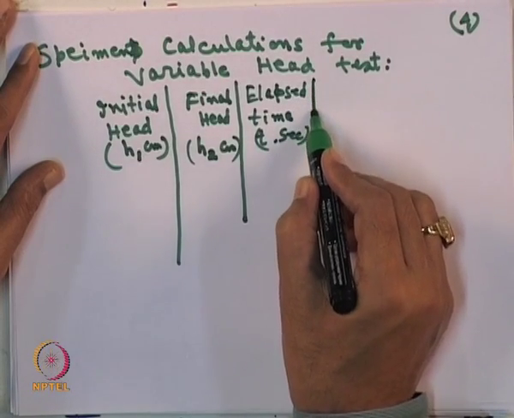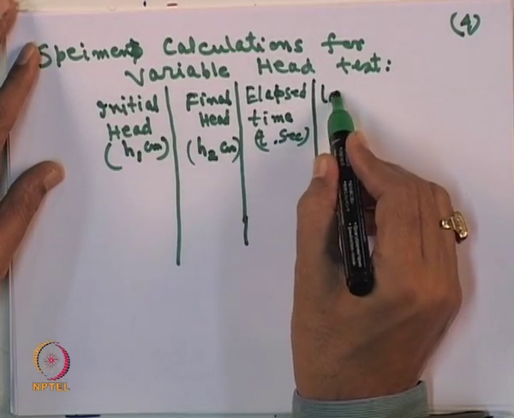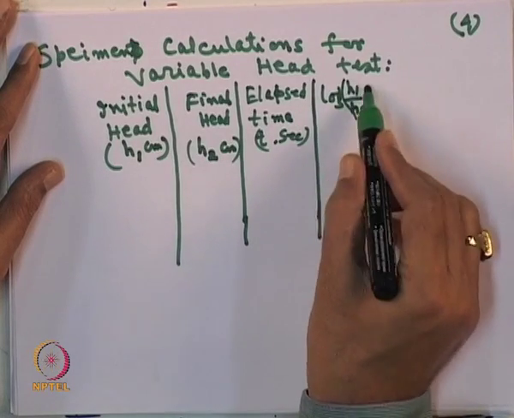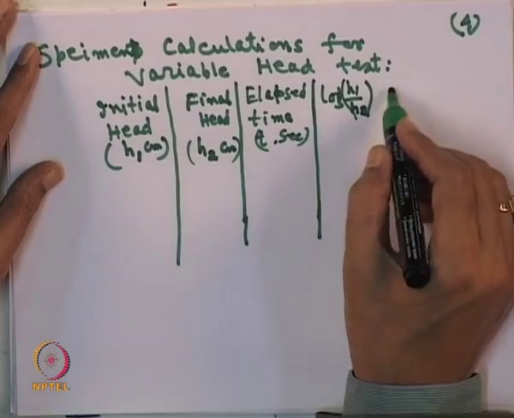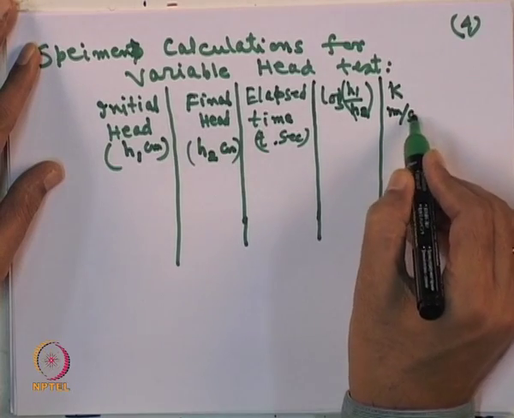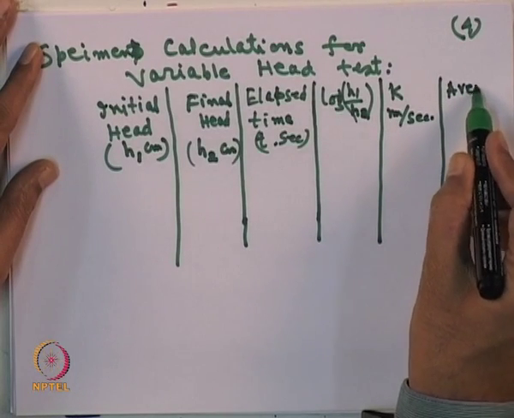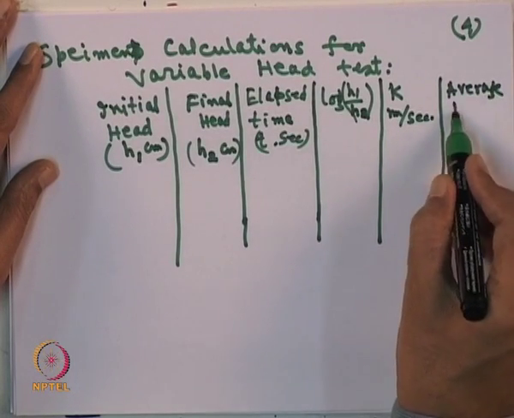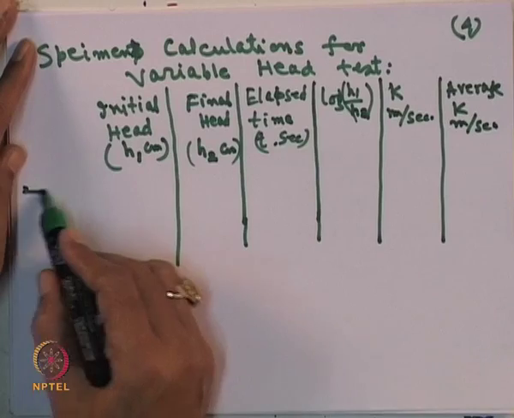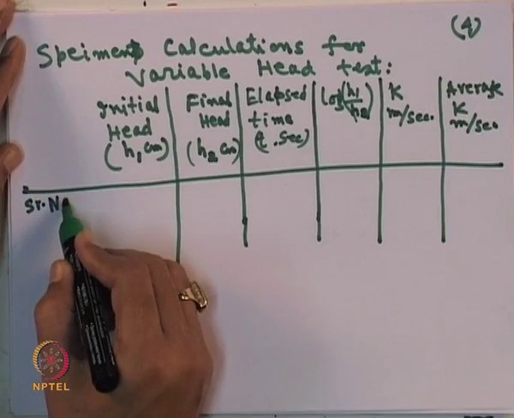And then from the equation you can calculate log of h1 by h2, and then you can calculate the k, coefficient of permeability in meter per second, and then you can calculate the average k, that is meter per second. So, this is for a serial number 1 test.